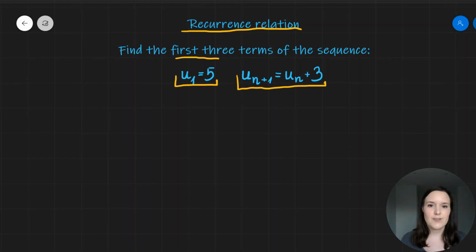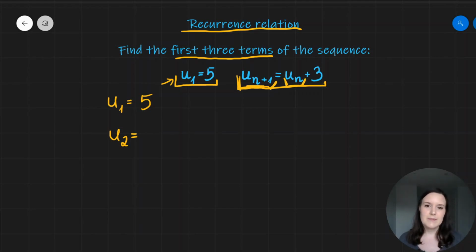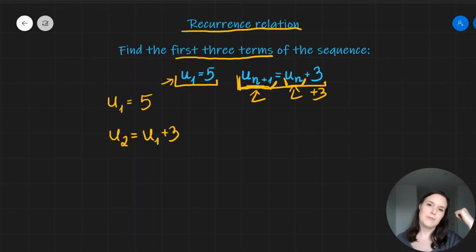Okay, so let's try. We should find the first 3 terms of the sequence. U1 is very easy to find because it was given, so that's 5. Now, U(n+1) is U(n) plus 3. That basically means that the next term is the previous one plus 3. So U2 is U1 plus 3. That's how I understand this formula: get whatever number you had before and add 3.